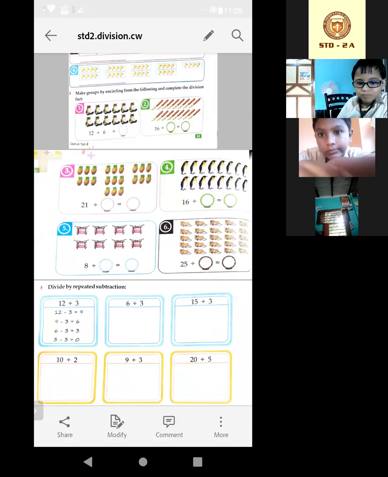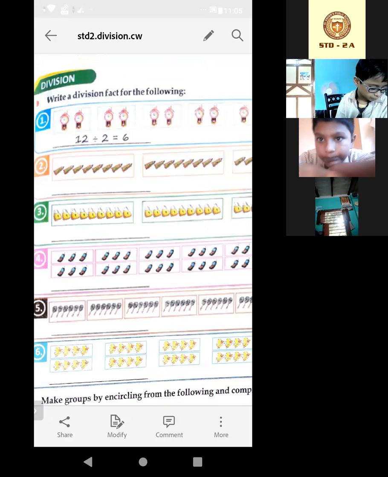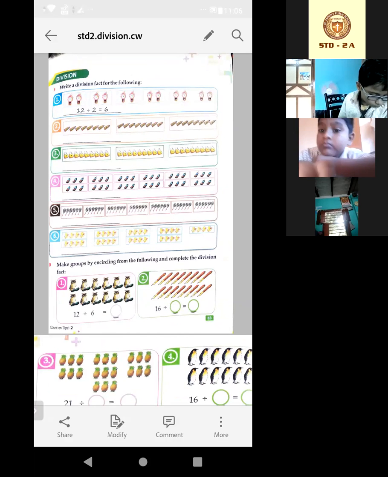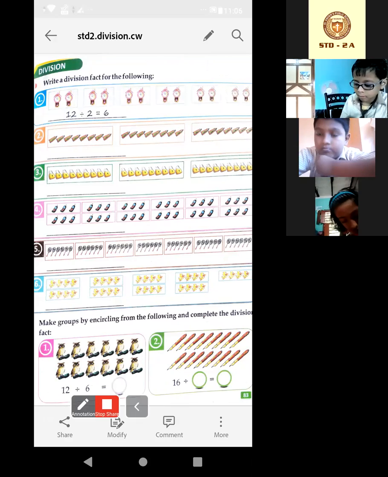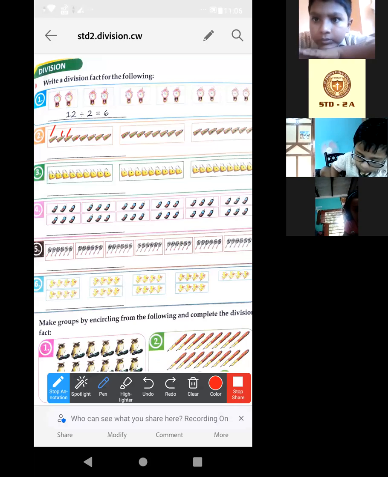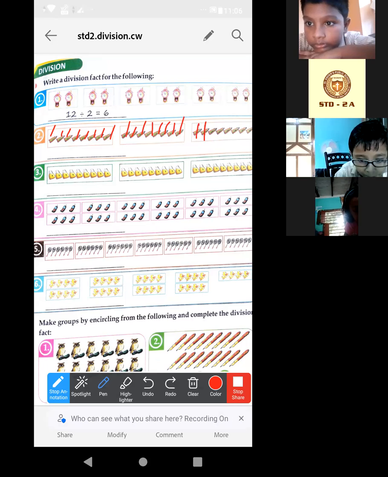Look at this. For the first one, look at this total, how many? If we count it, look, 1 2 3 4 5 6 7 8 9 10 11 12 13 14 15 16 17 18 19 20 21 22 23 24. Total how many? 24.